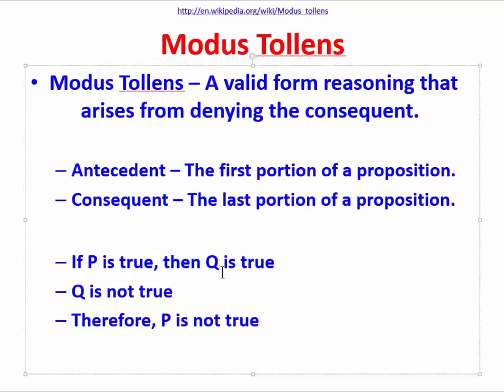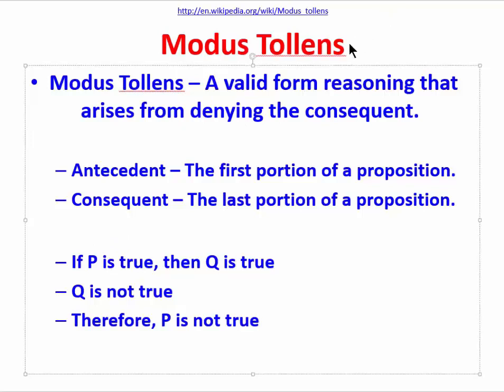That's a valid form of reasoning using modus tollens. Notice here that what we've done is we've denied the consequent. We've shown through negation that Q, in this case, is not true. And having done that, that allows us to conclude that P, the antecedent, is not true. And this is a valid form of reasoning.